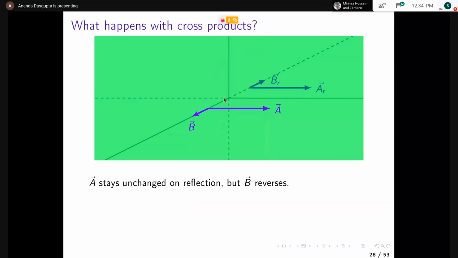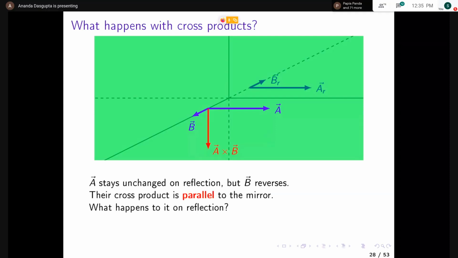Well, think of another situation. A is in the plane, B is perpendicular to the plane. So this is what AR and BR are. AR is the same as A, BR is the reverse of B. A cross B, of course, you calculate the cross product, has to be in the plane, right? It has to be perpendicular to both A and B, so it has to be in the plane perpendicular to B, B being perpendicular to the plane. But since BR has reversed and AR has not, AR cross BR must be reversed.